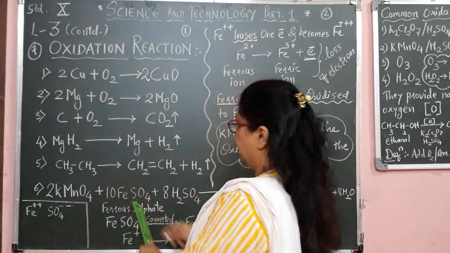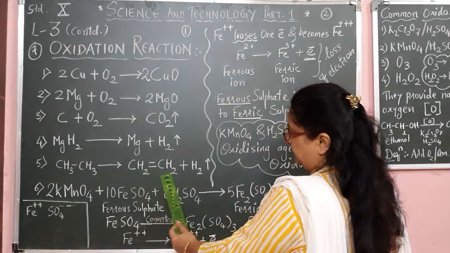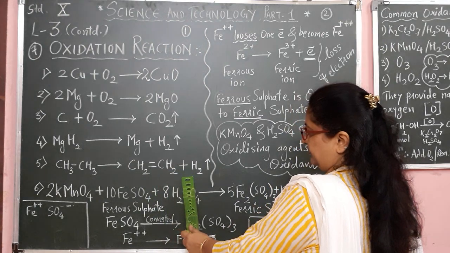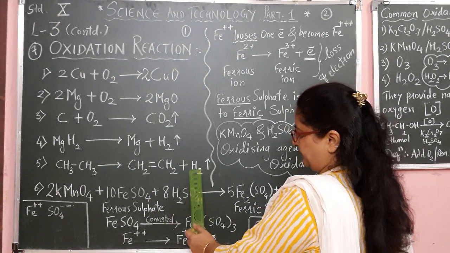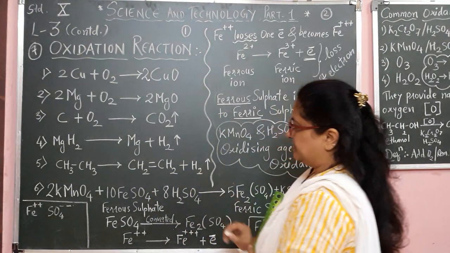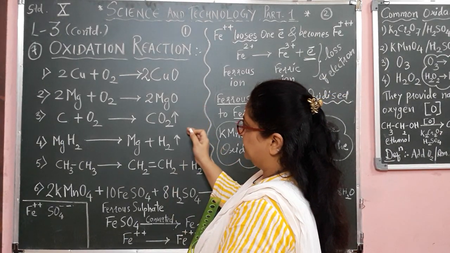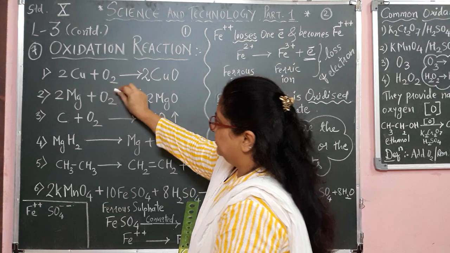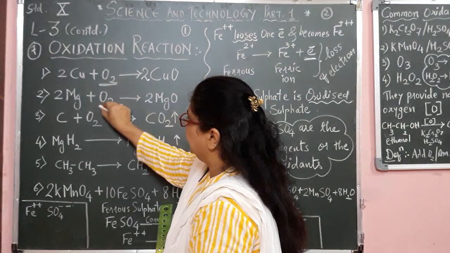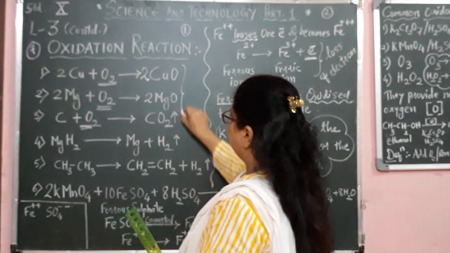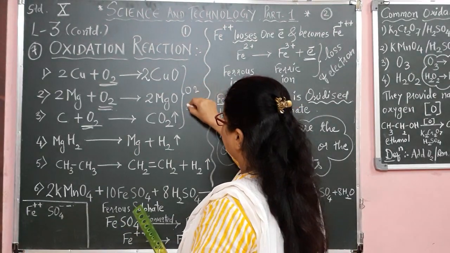C2H6 = C2H4. Ethane giving ethylene plus H2, hydrogen gas. So when we observe this, do you notice a particular pattern in these reactions? Yes, we know that here oxygen is in the reactants. Oxygen is added in this reaction.